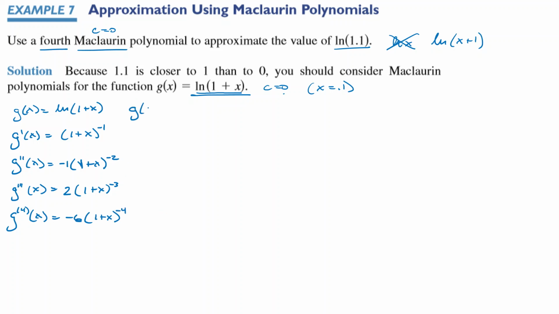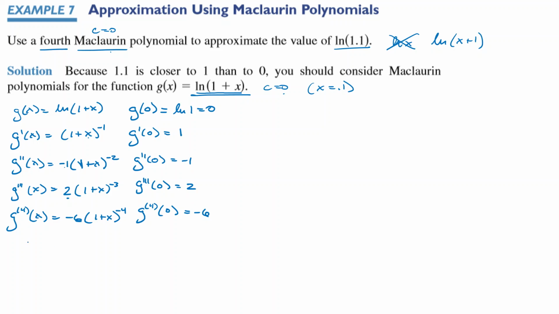So that means g of 0, and yeah, we are plugging in 0 because we are doing Maclaurin. We're centered at 0. Plug in 0, we get ln of 1, which is 0. If we do g prime of 0, we plug in 0 here, we're going to get 1. G double prime of 0, we're going to get negative 1. G triple prime of 0, we get 2. And the fourth derivative at 0 is negative 6. All right, so we've got our coefficients here.